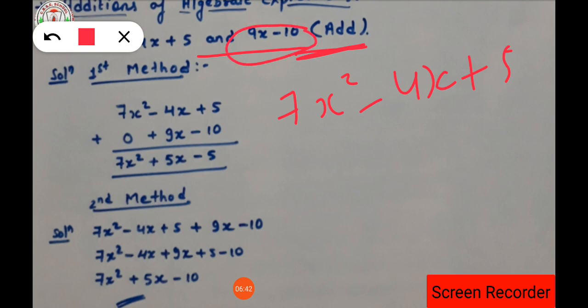Wherever the same power is there, we have to write the second term with the same power. Since we don't have an x square term, we can write 0 there. Now 9x, in front of 9 nothing is written, that means 9x is a positive number, so we can put plus here. Then minus 10 comes here.